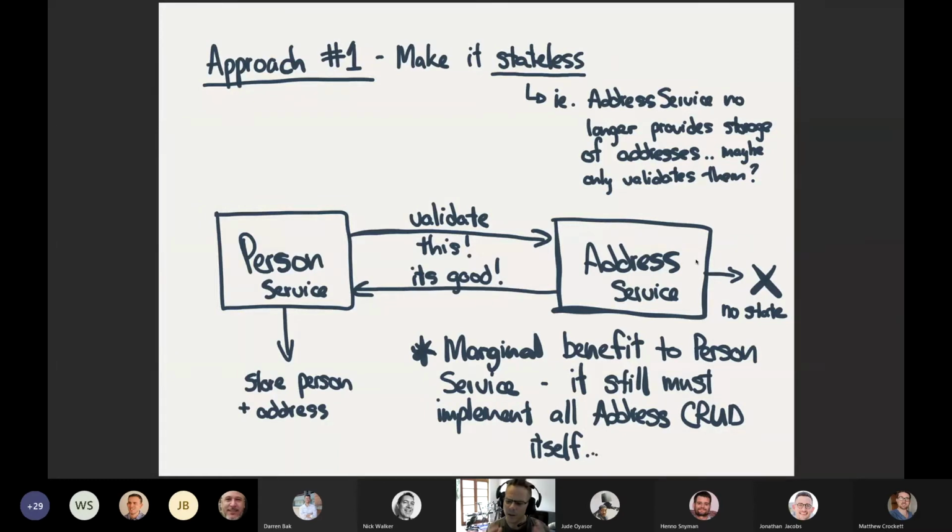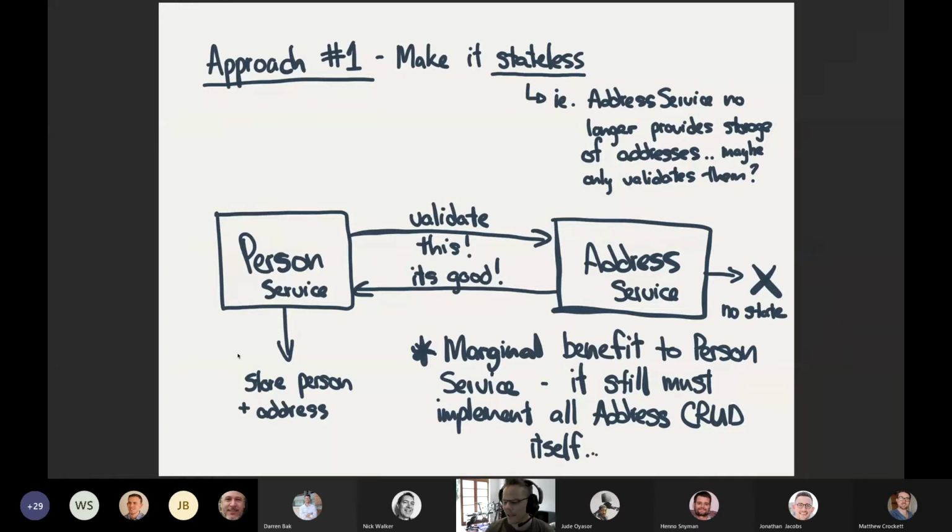So that's interesting. Validation is interesting. And technically he could just reply, so maybe he just becomes the validation service of addresses, but he doesn't himself hold or own the addresses. So he has no state. There's a little arrow with an X, no state. And he just replies to services saying, yeah, that address you gave me is good. And then it's up to the calling service, like the person service, to actually store and maintain those addresses himself. And he just offloads the validation to the address service.